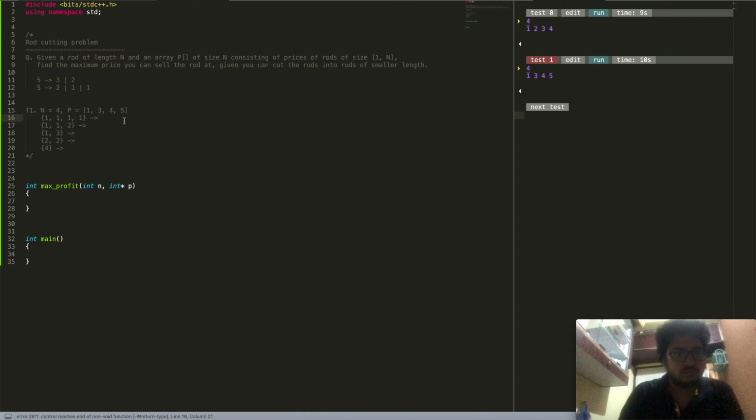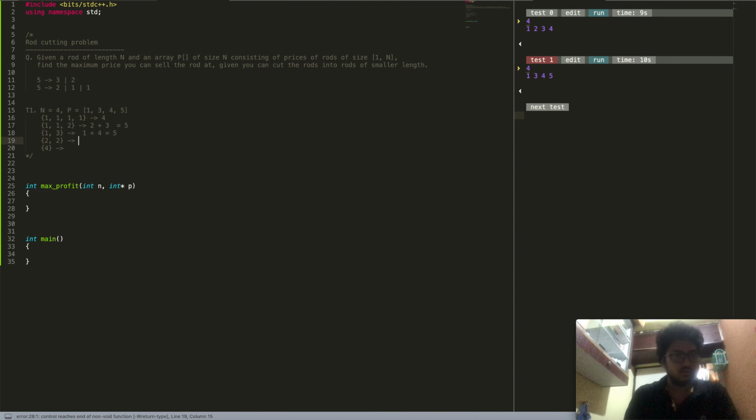For 4 rods of length 1 each, the total price will be equal to 4. For 2 rods of length 1 and 1 rod of length 2, the total price will be equal to 2 plus 3, that is 5. Now for 1 rod of size 1 and 1 rod of size 3, the price will be equal to 1 plus 4, that is 5 again.